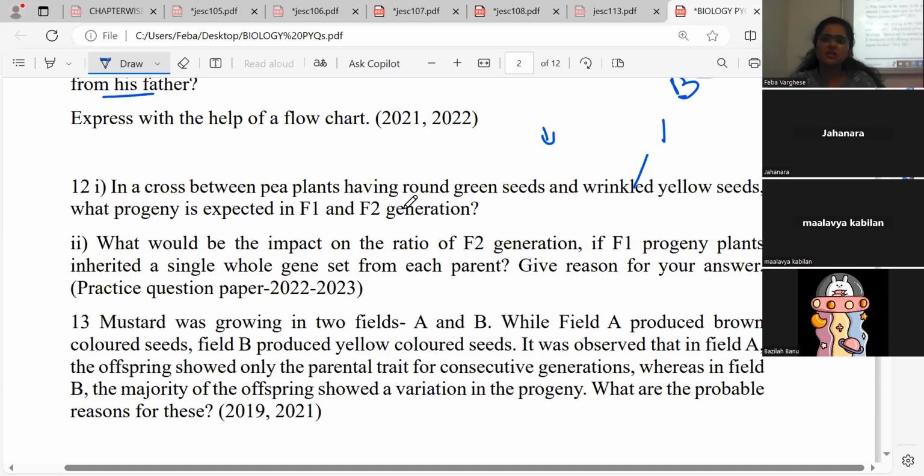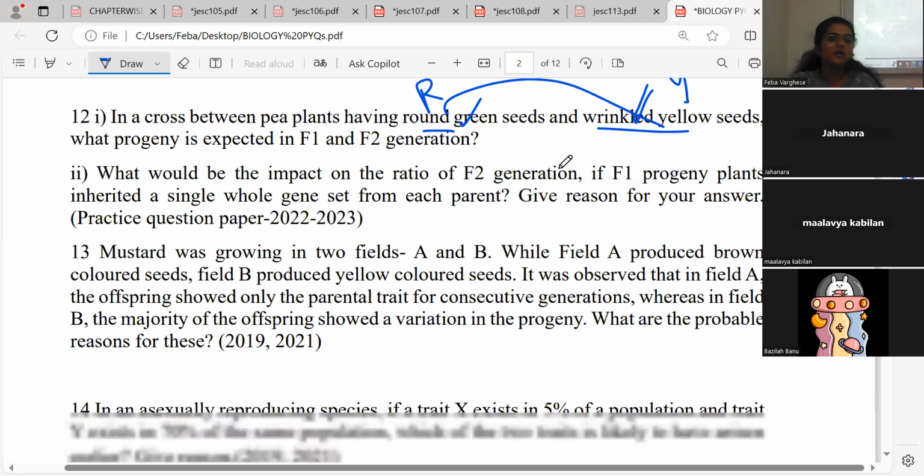Very, very easy. You can do all these things. Round green seeds and wrinkled yellow seeds. Which is a dominant characteristic, round or wrinkled? Round is dominant. Green or yellow, which is dominant? Yellow is dominant. So in the F1 generation, all the plants are going to be round and yellow. In the F2 generation, you are going to get round green plants, wrinkled yellow plants, round yellow plants, wrinkled green plants. Okay, all the 4 combinations are possible.